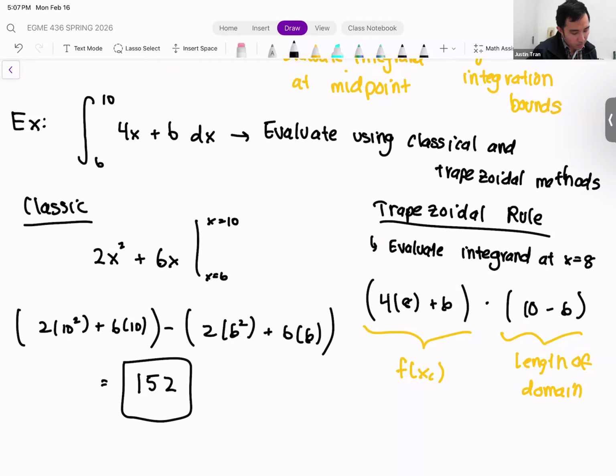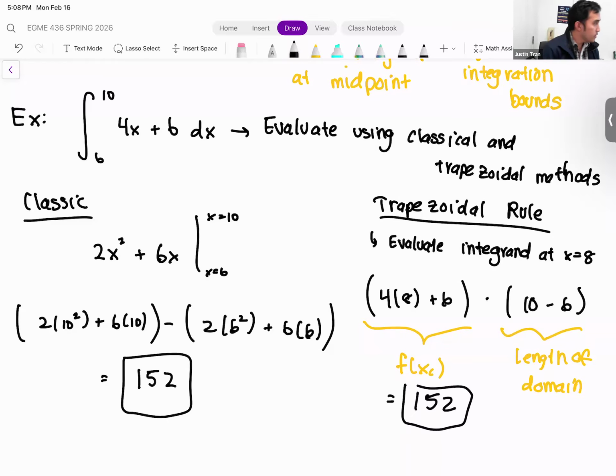All right, so we do that. I've also gone ahead and done the math for you. That 4 times 8 plus 6 gives you 38. You multiply 38 by 4, and that also gives you 152. So you can see here for this 1D case, we were able to evaluate that integral and get an exact solution without actually having to perform integration. All right, any questions on this example here?